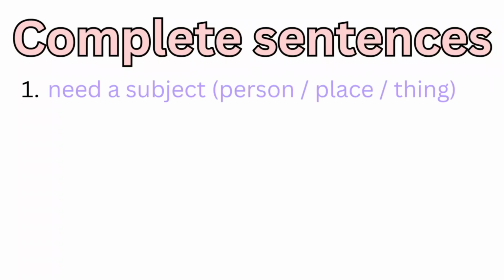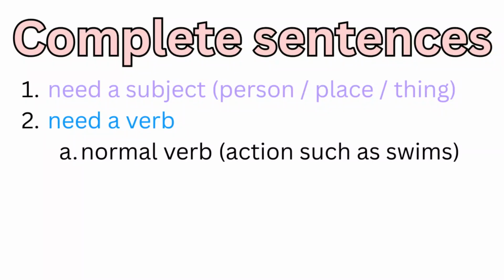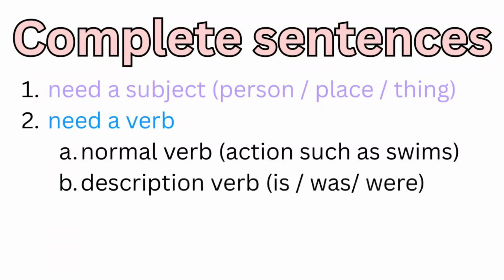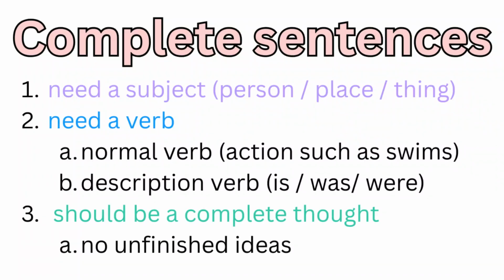Now, the second trap comes from not understanding what a complete sentence is. A complete sentence has a subject that's doing a verb. That could be a normal verb like swims, trains, runs, the stuff I was describing earlier. Or it could be a verb that you use to describe the subject, so words like is, was, were all count as verbs too. And the sentence should be able to stand by itself as a complete thought. If it meets those three requirements, it's a complete sentence.